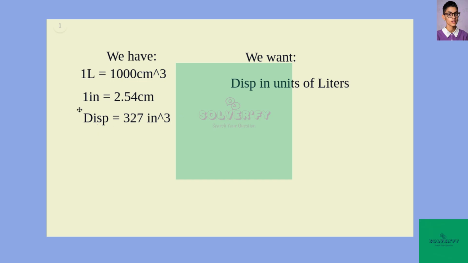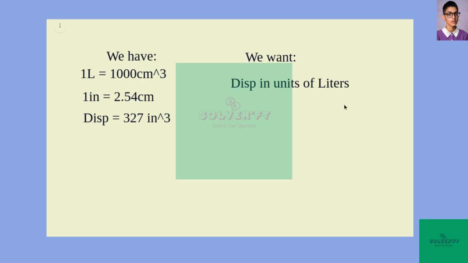And we have that this thing, the engine displacement, which is also a volume, is 327 cubic inches. So if you have cubic inches, that's just inches cubed. What we'd like to do is get displacement, which is a volume, in units of liters. So we need it in liters. There's a couple ways to go about this. We're going to do what I think is the most intuitive way, which is through dimensional analysis.